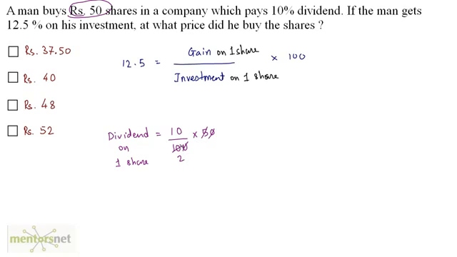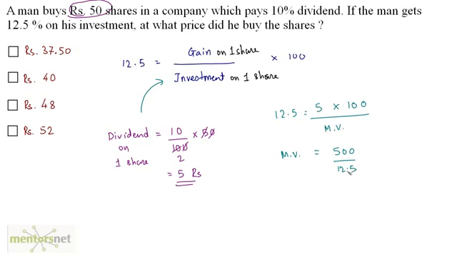So 5 times 2 is 10 and 10 by 2 is 5. So the dividend is 5 rupees. That means the gain on one share is 5 rupees, right? Let us put that here. So I have 12.5 is equal to gain, which is 5, times 100 divided by investment on one share, which is the market value. So that is MV. So MV, that is what we have to find, is equal to 500 by 12.5, right? And that will come out as 40 rupees. So the price at which the man bought the shares is 40 rupees, and that is option B.